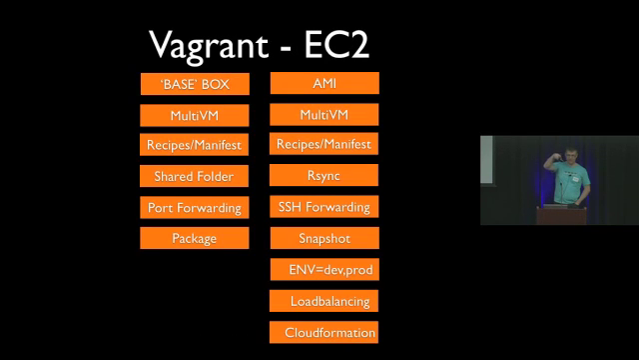So, a bit of mapping. I told about the base box being an AMI, multi-VM. That's easy. Shared folder, that's hard to do from your local machine, so I use rsync to sync local data to the remote machine. Forwarding is like an SSH tunnel I create. Package is a snapshot. And I also added the notion of Rails-env, saying Rails-env dev or Rails-env prod. It's a kind of namespace you're working in.